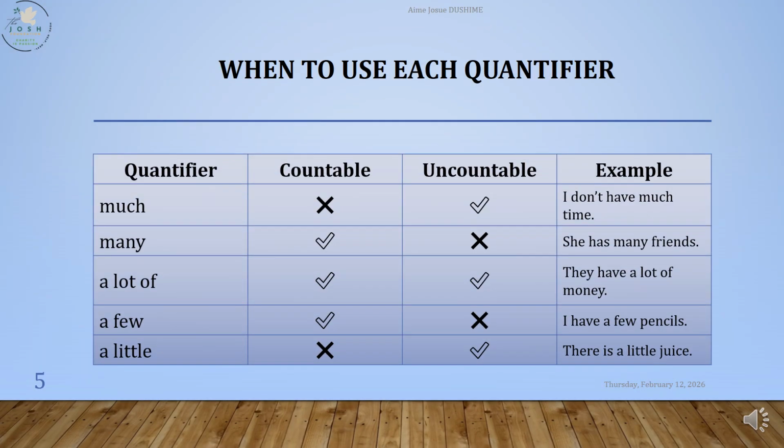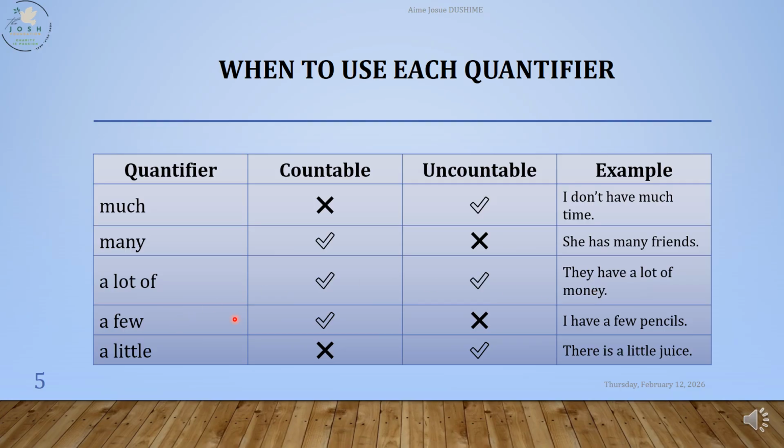When do we use each quantifier? Much is used with uncountable nouns, like I don't have much time. Remember, use it in negatives and in questions. Many is used with countable nouns. She has many friends. Remember, we use it specifically in negatives and in questions. And we shall see that we use it in positive when we want to make emphasis. A lot of can be used for both countable and uncountable. They have a lot of money, they have a lot of friends.